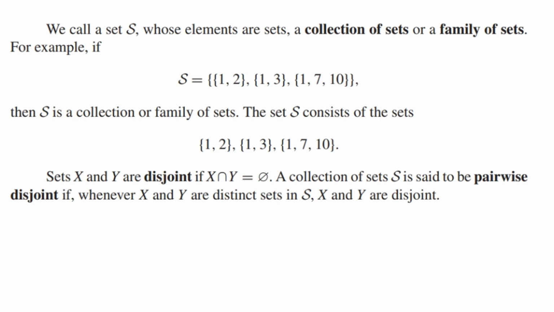We call a set script S, whose elements are sets, a collection of sets, or a family of sets. And so, for example, and we talked a little bit about this before, if script S is equal to the set containing 1, 2, and then the set containing 1, 3, and then the set containing 1, 7, 3, there are 3 things in S, but it's a collection of 3 sets, so it consists of those 3 sets. We say its sets X and Y are disjoint if they don't have anything in common, if their intersection is null. And a collection of sets, script S, is said to be pairwise disjoint if whenever you take any 2 different sets in S, they're disjoint.